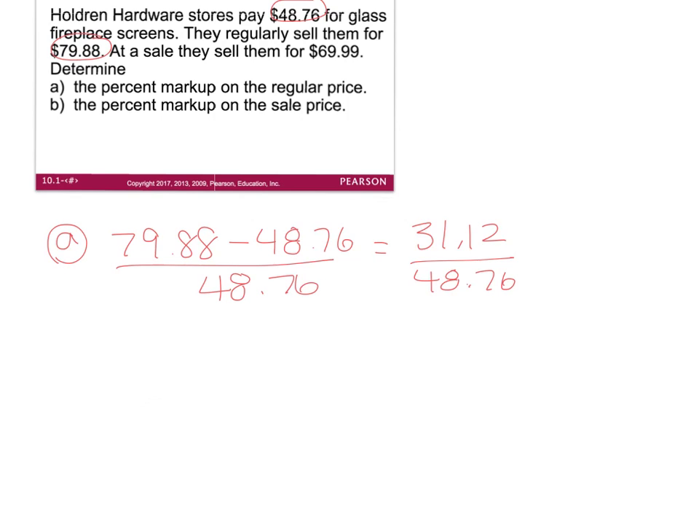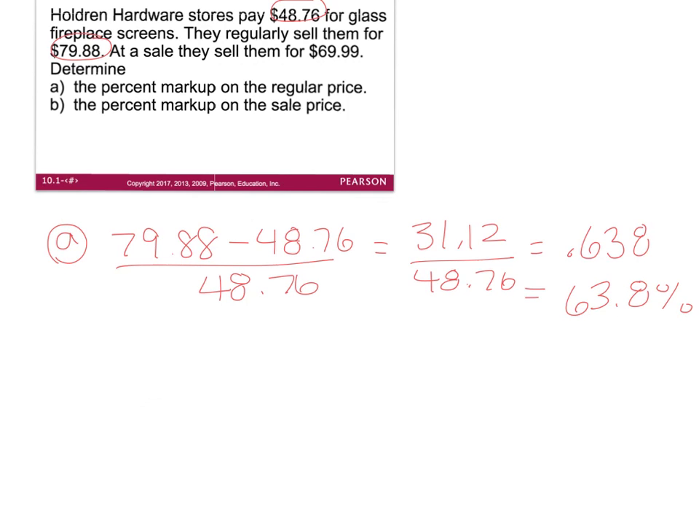Then I need to divide this by how much they paid. So if I divide that, I'm going to get a decimal of 0.638, and then I need to turn that into a percentage by multiplying by 100. So on a regular day in their company, you're paying a 63.8% markup.